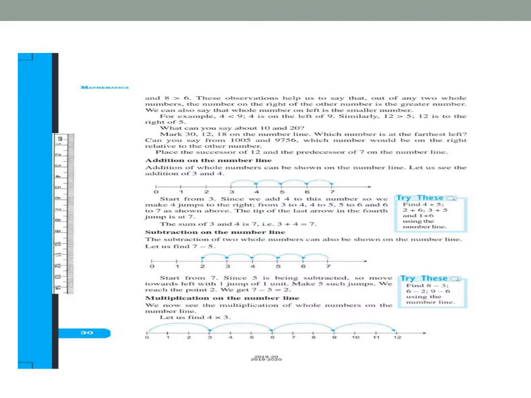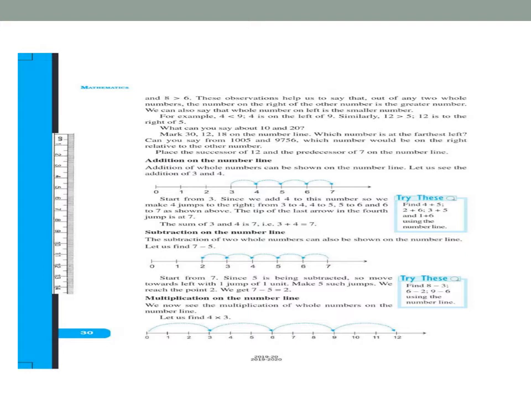Now, what can you say about 10 and 20? Yes, hope you can find the answer. What is it? Yes, exactly. 20 is greater than 10. 20 is towards the right of 10, on the right hand side. Mark 30, 12, 18 on the number line. Which number is at the farthest left?